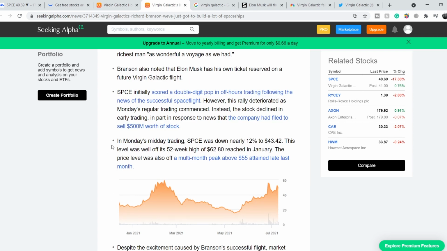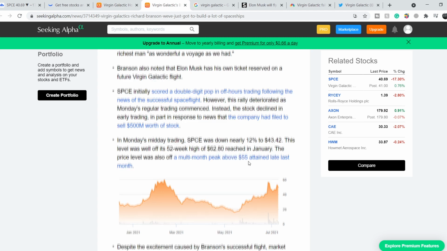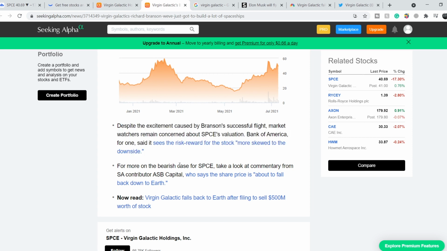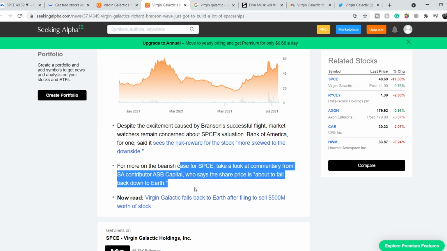In Monday's midday trading, SPCE was down nearly 12% to $43.42. This level was well off its 52-week high of $62.80 reached in January. The price level was also off a multi-month peak above $55 attained late last month. Despite the excitement caused by Branson's successful flight, market watchers remain concerned about SPCE's valuation. Bank of America, for one, said it sees the risk-reward for the stock more skewed to the downside. For more on the bearish case for SPCE, take a look at commentary from SA contributor ASB Capital, who says the share price is about to fall back down to earth.